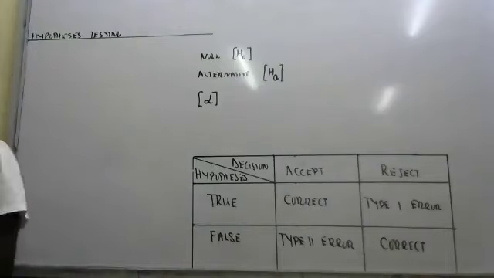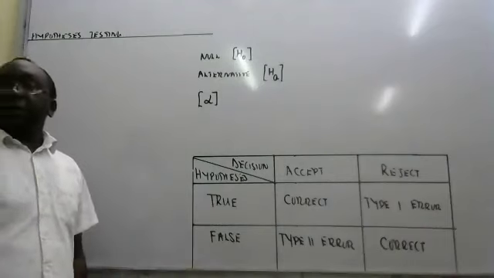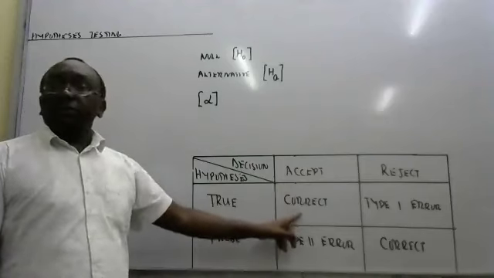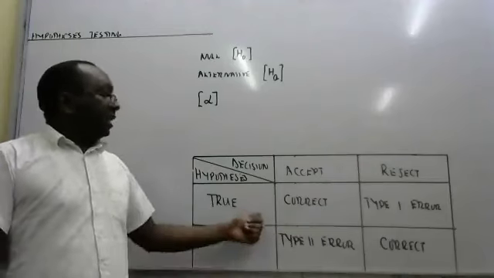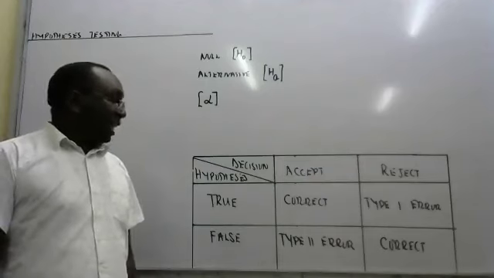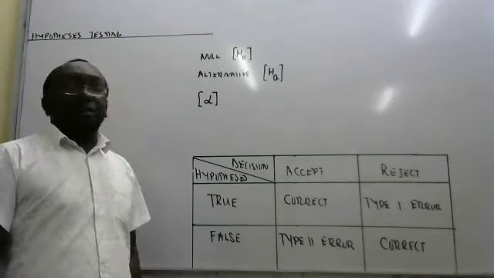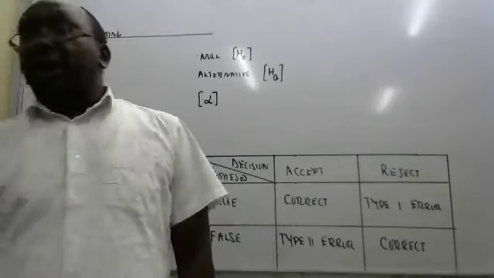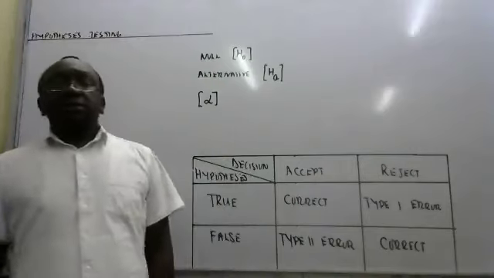When someone comes and tells you what they say, it could be true or it could be false. Now, you can decide whether to accept or to reject. If you accept something that is true, we say that is what? Correct. And if you reject something that is true, we call it type 1. If you accept something that is false, we call it type 2. And if you reject something that is false, we say it is a correct decision. Now, some people will tell you that type 1 is worse than type 2. But for me, I think it depends.